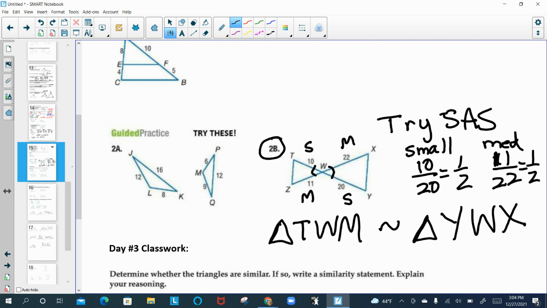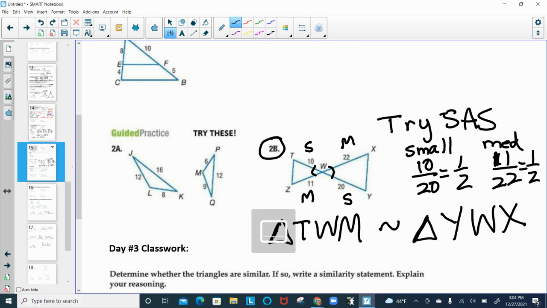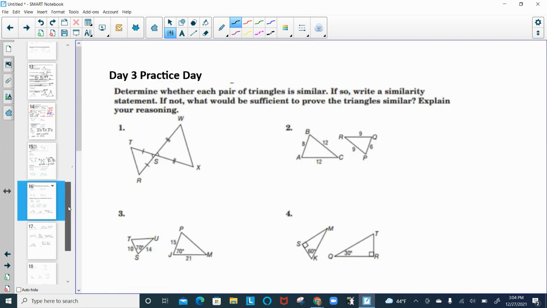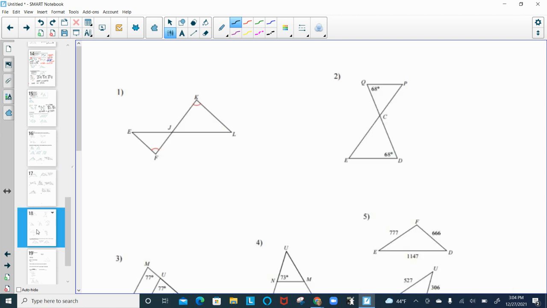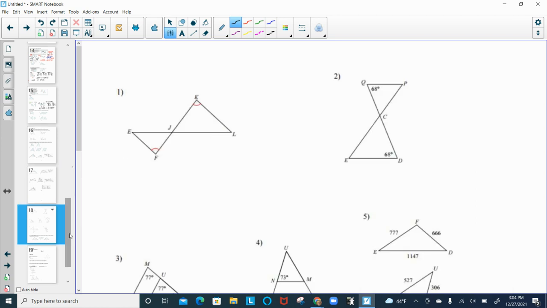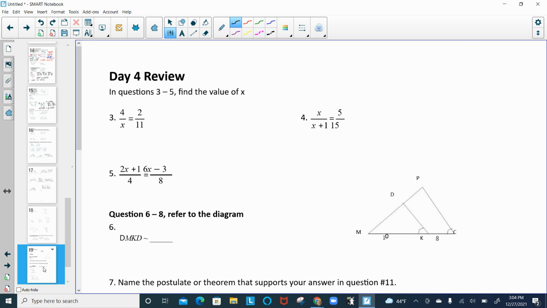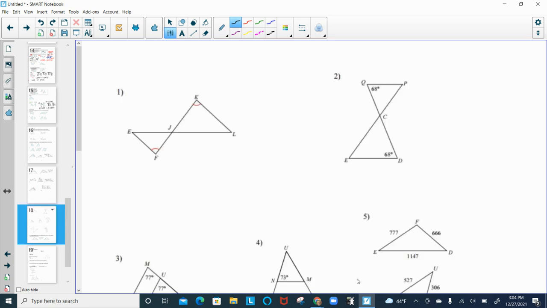And that's your 3 shortcuts, folks. Thank you for joining in. We appreciate it. And there is more practice. Like I said, I'm going to do this one in class. And then we have practice on page 16 and on page 17 and on page 18 that we'll be doing in class. And then when we get to day 4, we will be reviewing.